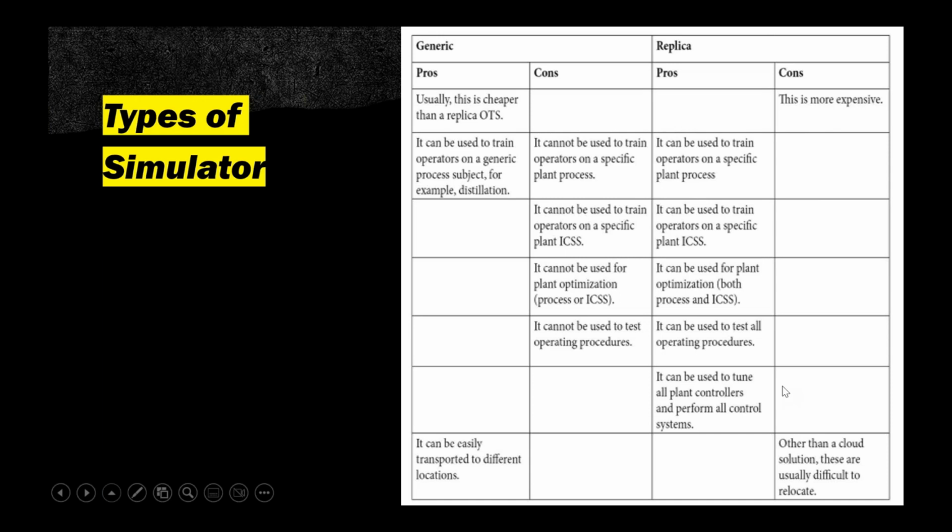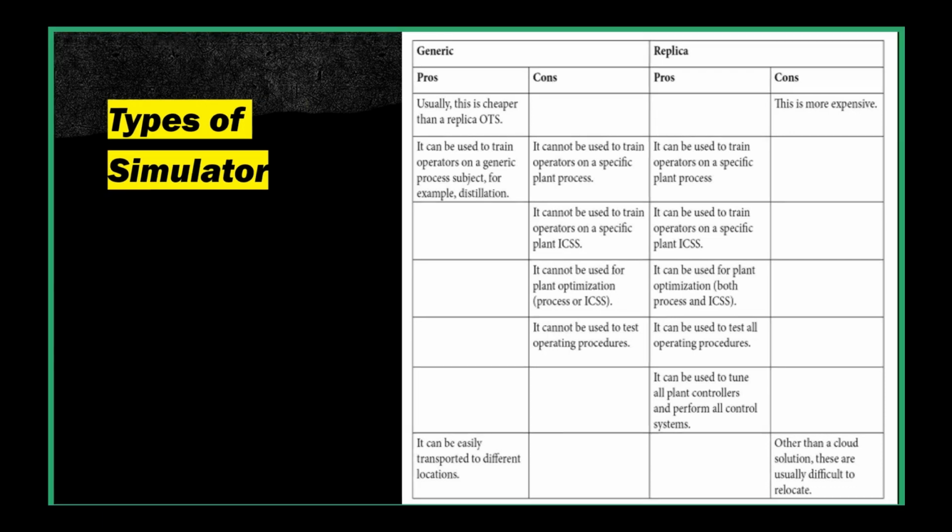Okay, and then one of the advantages of a generic simulator is that it can be transported to different locations. So this is something that you can put back inside the bag and then bring somewhere else. So this is the advantage of generic ones. But for replica, you cannot, because you have spent a room or several rooms to create a replica simulator. You cannot bring it to another place. So it's a fixed building.